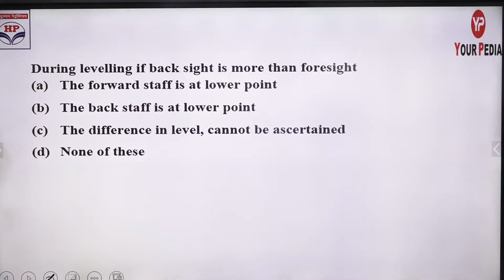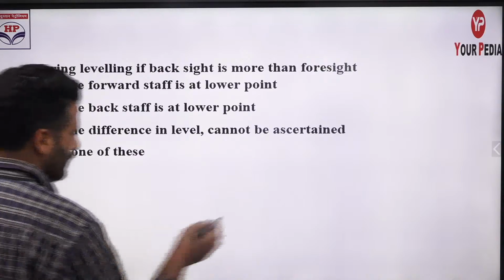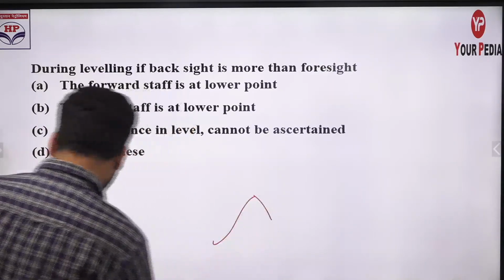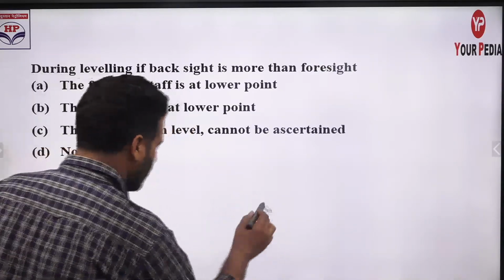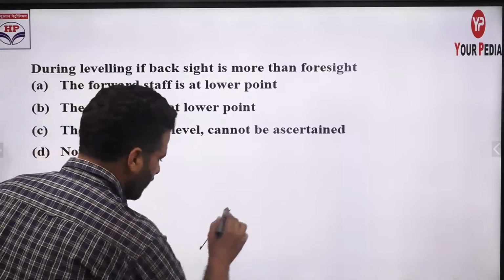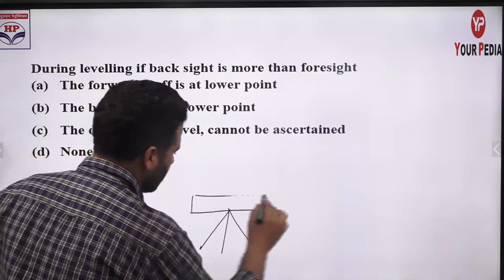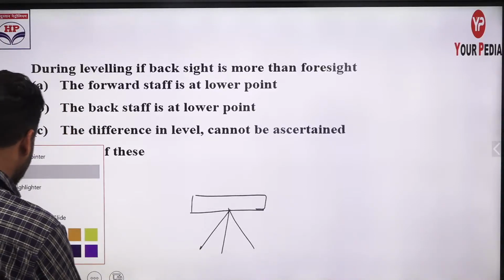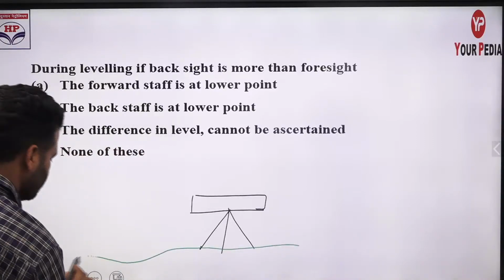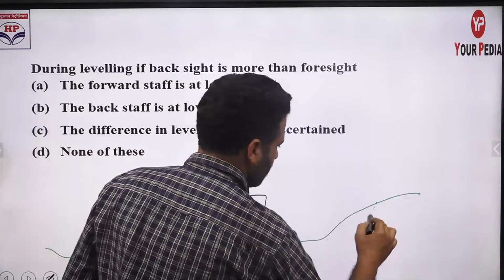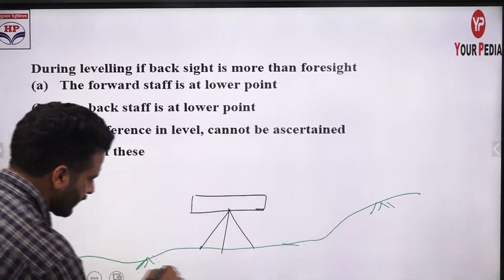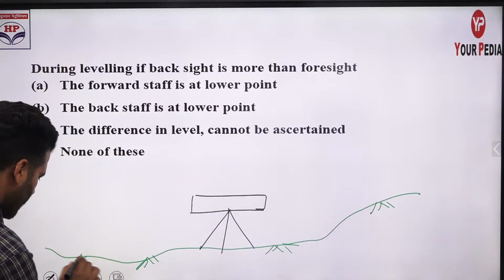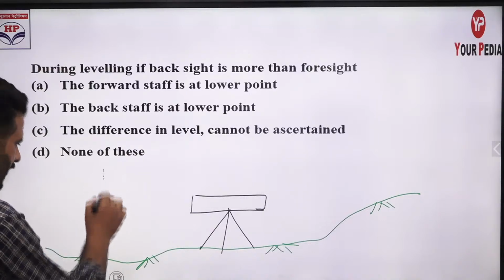During leveling, if backsight is more than foresight. Leveling is there and we are doing leveling work. Suppose here we have this instrument like this one, and the surface is like this one. By green I am marking the surface. Suppose this is your ground surface, and we place a staff here.